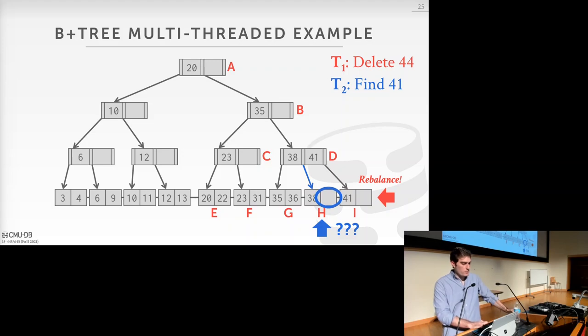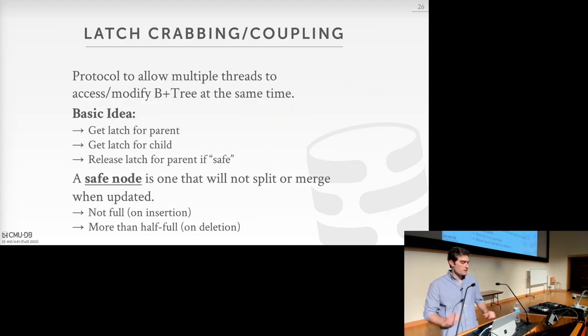So the way that we're going to get around this in the B plus tree is through a technique called latch coupling or latch crabbing. I think latch crabbing is the old-timer term for it, and on Wikipedia you'll find latch coupling. I think it's called latch crabbing because of the way a crab walks on the beach, moving forward in this kind of fashion. But basically, the high-level idea is it's a protocol or an algorithm that is going to allow us to have multiple threads access and modify the B plus tree at the same time.